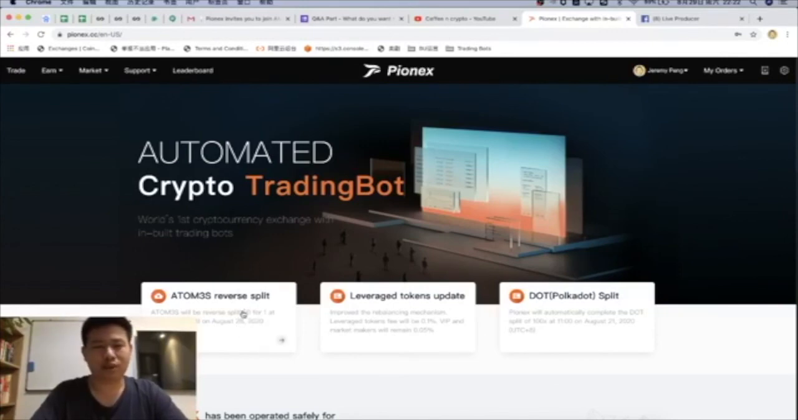So when you see this, you have to keep an eye on it if you have this leverage token, and it's better to stop your bot before the reverse split, and you can also sell them before that. Of course you can also keep them, and we will help you stop all your bots, and you won't lose any money. Yes. If you still have any doubt, you can also go to our Telegram group.